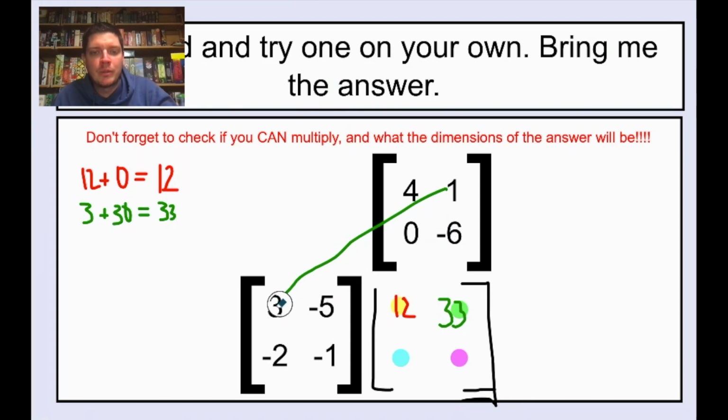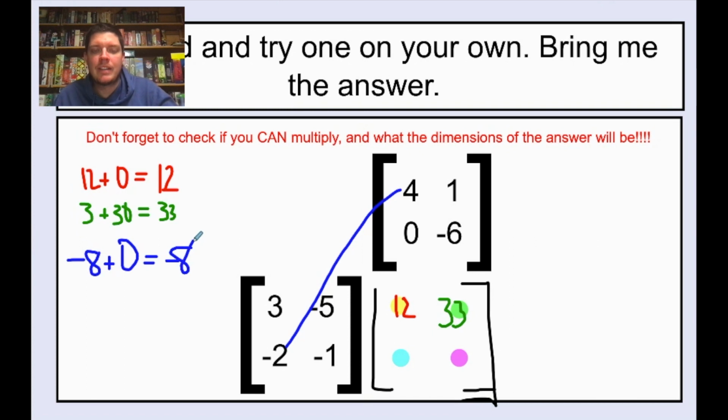Okay, let me erase these lines. Then I'm going to go to blue. All right, blue. So to find this number here, I need to use the second row, first column, start farthest away. So 4 times negative 2 is negative 8, plus 0 times negative 1 is 0, equals negative 8. So this number right here was negative 8.